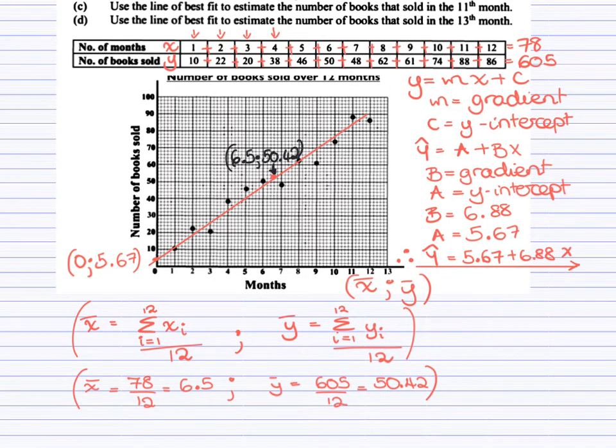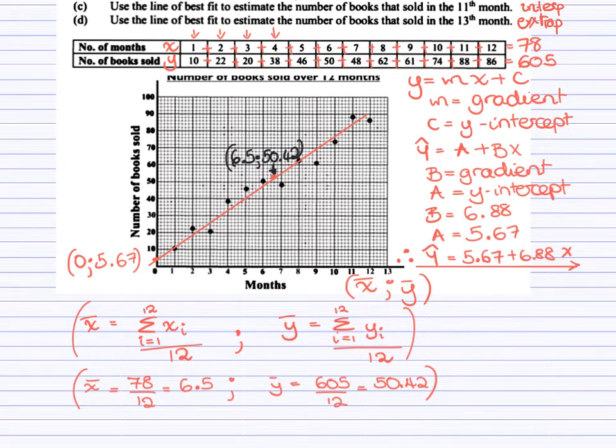Part C and D require us to use our line of best fit to estimate the number of books sold in the 11th month and the 13th month. So for part C, this is an example of interpolation. And for part D, that's an example of extrapolation. So why is this interpolation for the 11th month and why is it extrapolation for the 13th month?